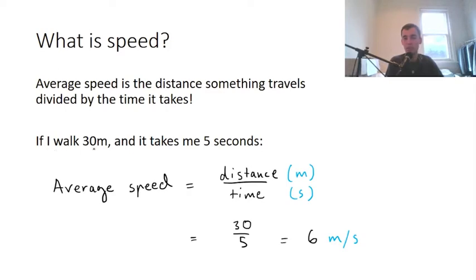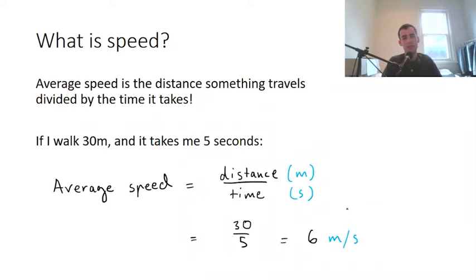So let's say I walk 30 meters and it takes me 5 seconds. My average speed will be the distance I've traveled divided by the time it took me. So that's 30 divided by 5, which is 6. And the distance is in meters because I've already said that. The time is in seconds, and the units for speed are meters divided by seconds. The way you say it is meters per second. What this means is, on average, I have traveled 6 meters in every second.